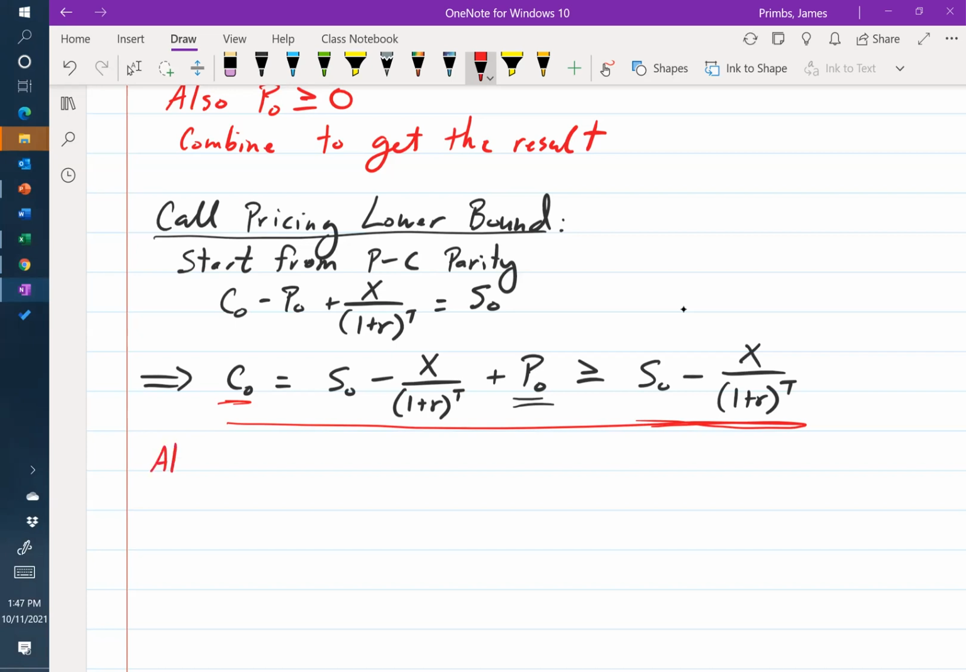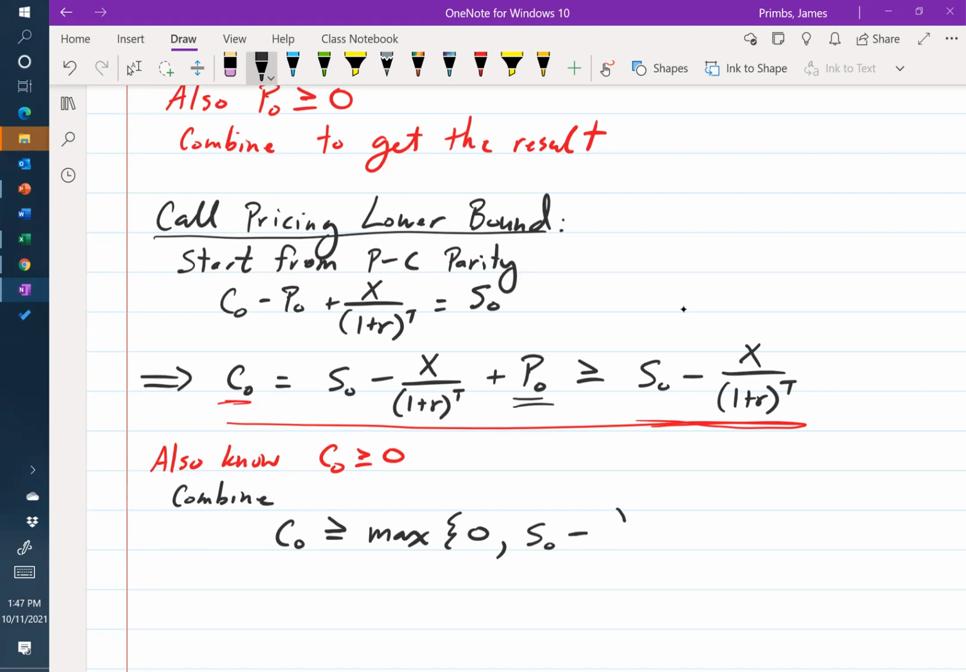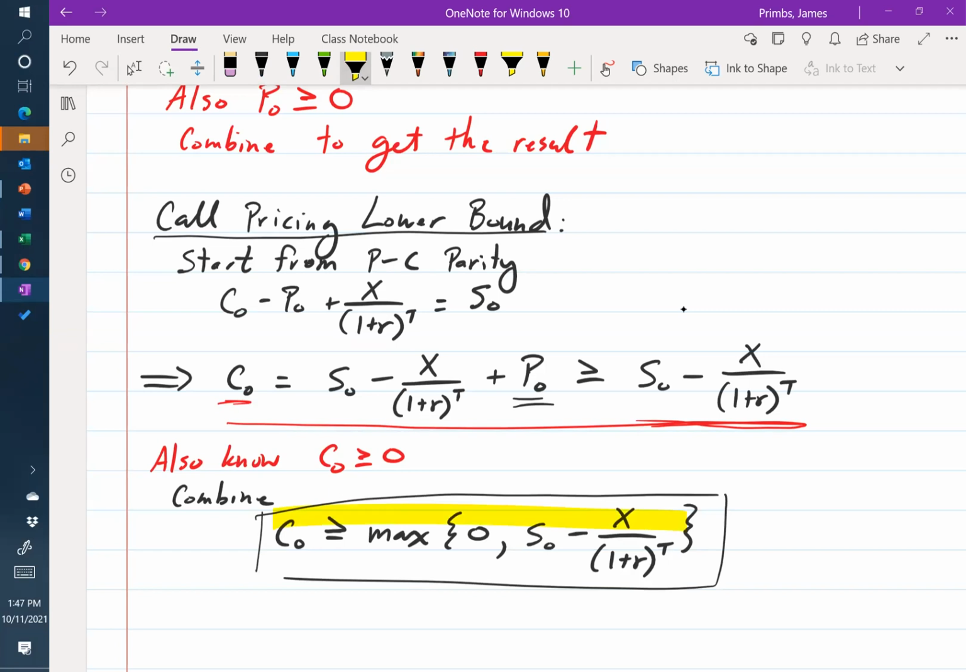Okay, what do we also have? So we also know that the price of a call is always going to be positive. You're not going to have a negatively priced call. So combine these, and we're going to get that the value of a call is always greater than or equal to the larger of those two, 0, or S0 minus X over 1 plus R to the T. So here's our lower bound for a call.